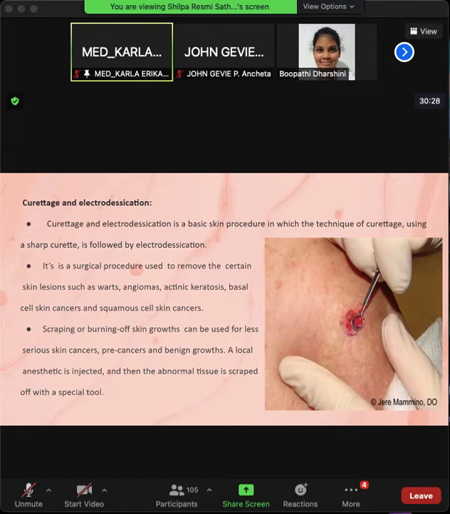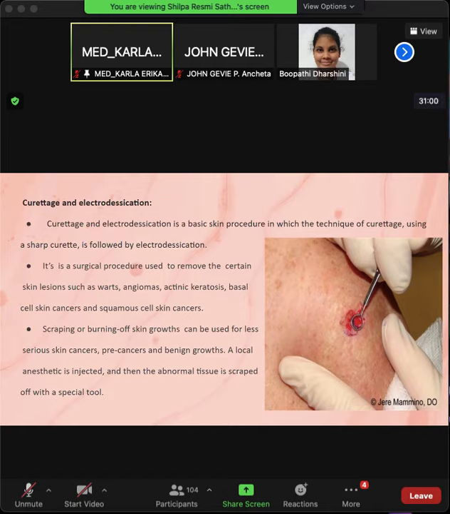Next is curettage and electrodesiccation. It's a basic skin procedure in which the technique of curettage, using a sharp curette, is followed by electrodesiccation. It's a surgical procedure used to remove certain skin lesions such as warts, angiomas, actinic keratosis, basal cell skin cancer, and squamous cell skin cancer. Scraping or burning of skin growth can be used for less serious skin cancer, precancer, and benign growth.